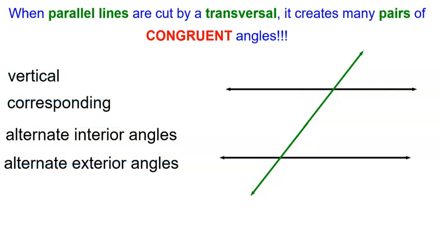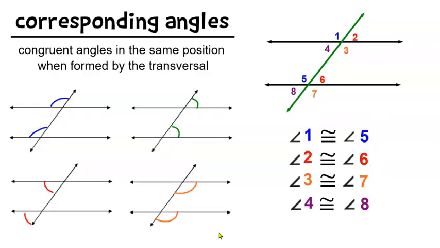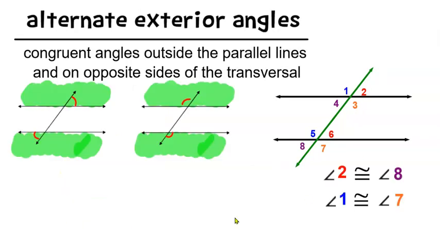So let's look at these visuals one last time. When parallel lines are cut by a transversal, they create 4 pairs of vertical angles, and they're all congruent. They also create 4 pairs of corresponding angles, and they are all congruent. It only creates 2 pairs of alternate interior angles, and it only creates 2 pairs of alternate exterior angles.